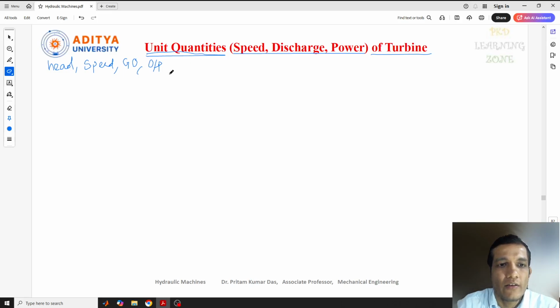So to understand the behavior of a turbine when it is working in different conditions, finally what will the turbine give? The output will be given in terms of quantities, some value. That can be obtained when the turbine is considered under a single head or unit head. The head needs to be considered as unity, so that we are able to identify the behavior of these turbines.